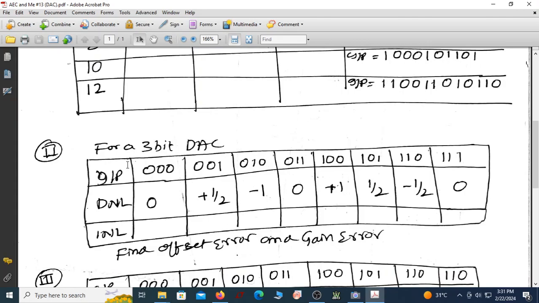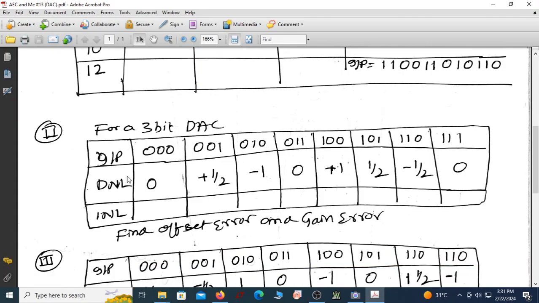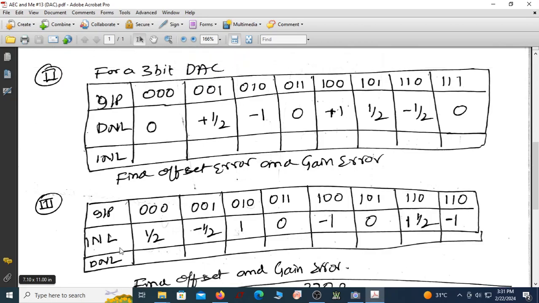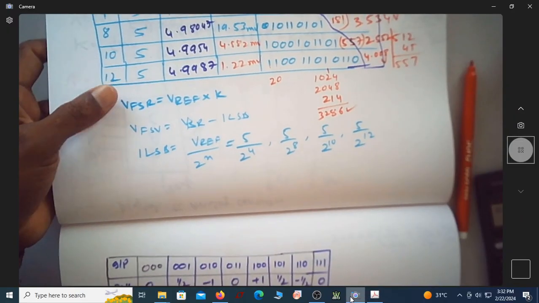Now you are asked, for a 3-bit DAC, the input 8 combinations are given from 000 to 111. There is a DNL given 0, half, plus half LSB. Of course, all these DNLs are in half LSB specification. You are asked to find what is the gain error and what is the offset error, and of course you are asked to find what is INL. So let us see how to do this.